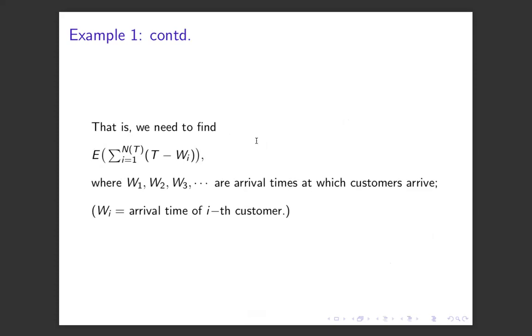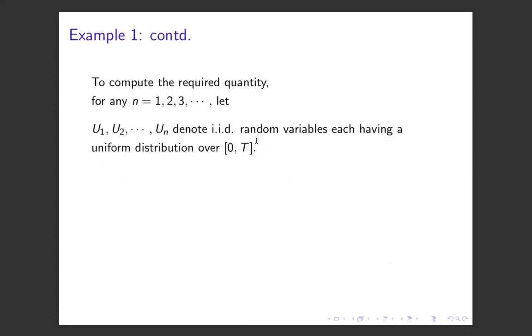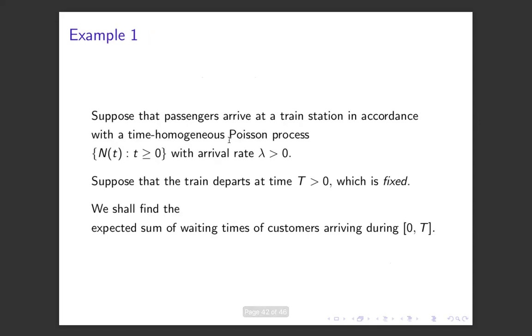So we need to find this. The train departs at time capital T. Since these passengers come according to this Poisson process, the total number of people who would have arrived by that time is capital N evaluated at T. That's a random variable.